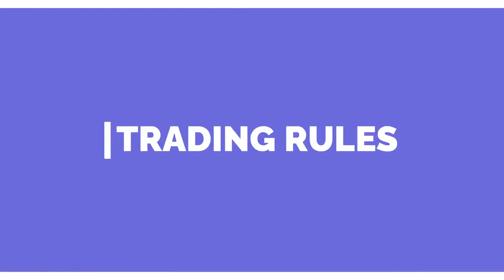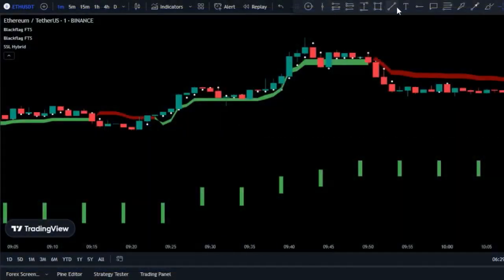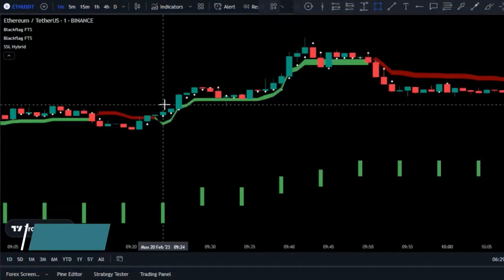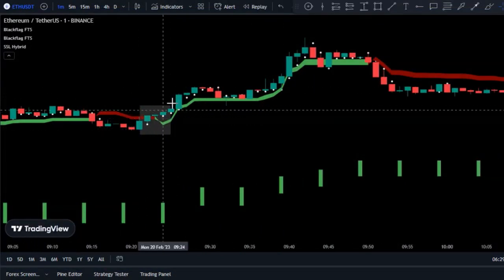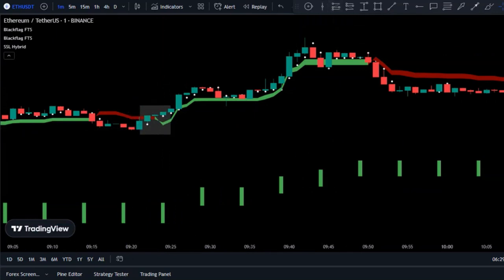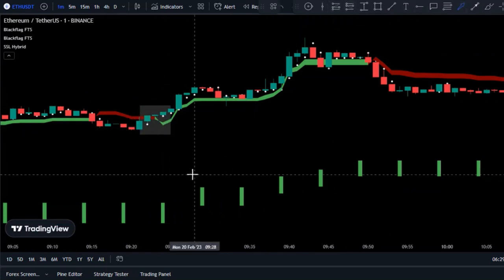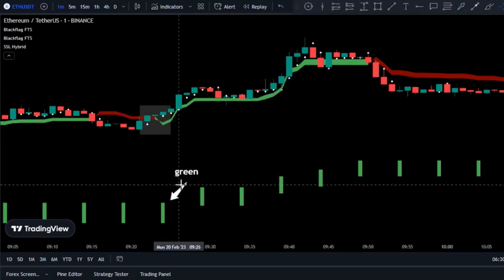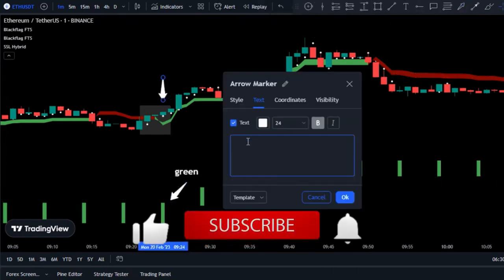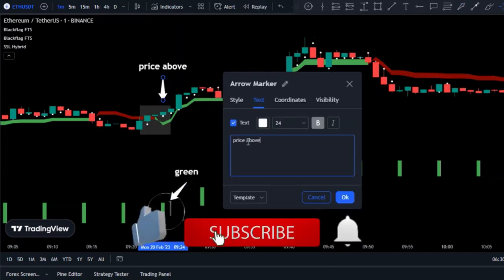Now we have fixed all the problems of this strategy. So now let's review the entry and exit rules together. To enter a buy trade, the FTS plots background must be changed from red to green. Then the second FTS should be green and the price action should be above both FTS indicators.